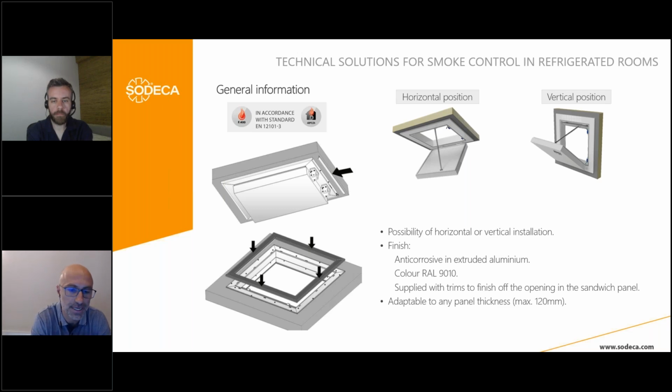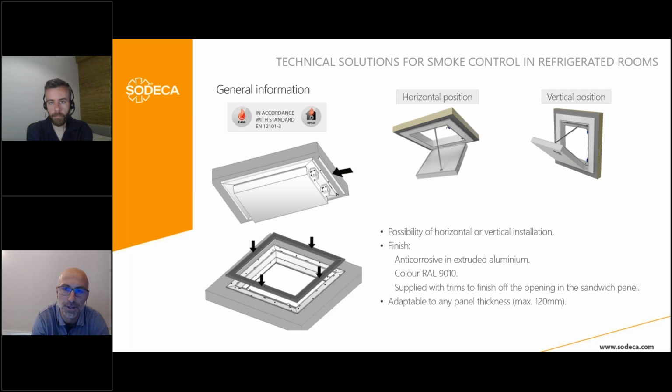It can be installed vertically or horizontally. The finishing is an anti-corrosive in extruded aluminium, and the color is RAL 9010, and it is supplied with trims to finish off the opening in the sandwich panel. Because we have to create a hole in the sandwich panel, and then we supply these finishings for the hole. It is adaptable to any panel thickness with a maximum thickness of 120.